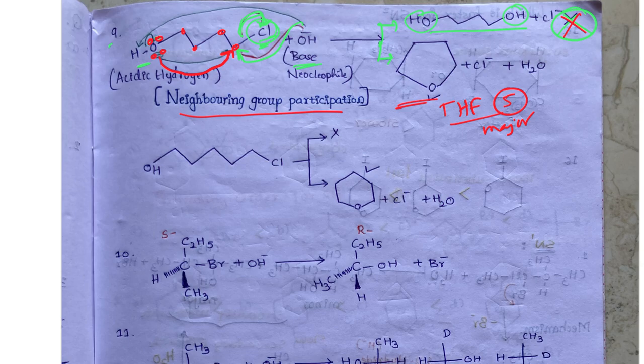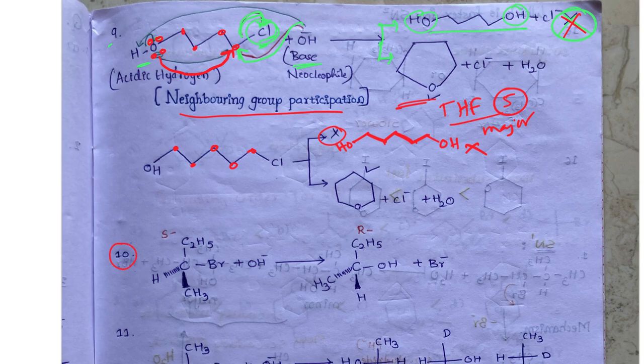Now I increased the carbon count: 1, 2, 3, 4, 5 with oxygen, a 6-membered ring. Then what are we expecting here? The product we are expecting is 1, 2, 3, 4, 5. Then here OH. If Cl leaves, here also we would expect OH, but this product is not formed. I already mentioned it, but forgot to write it for the student. Then here a 6-membered ring is formed.